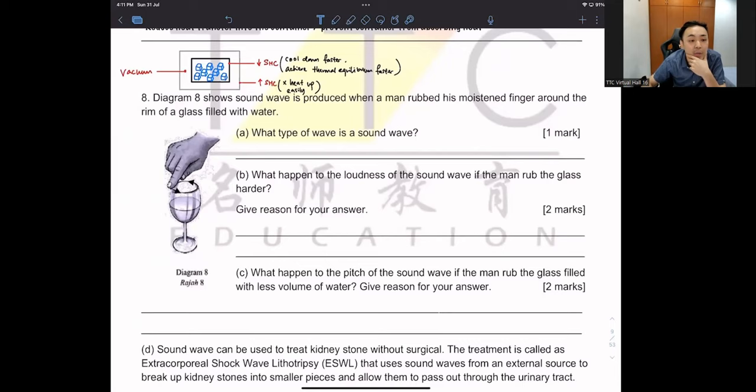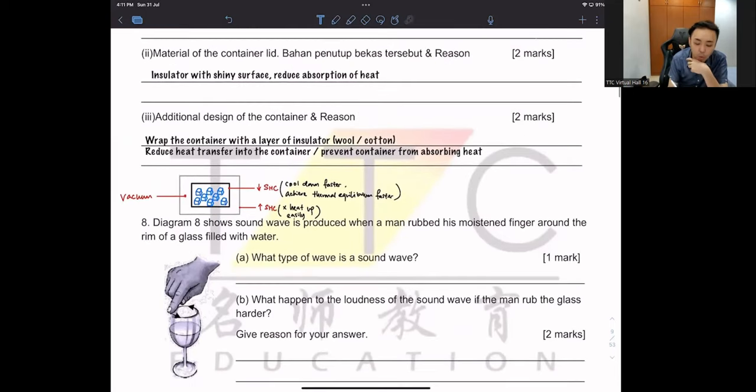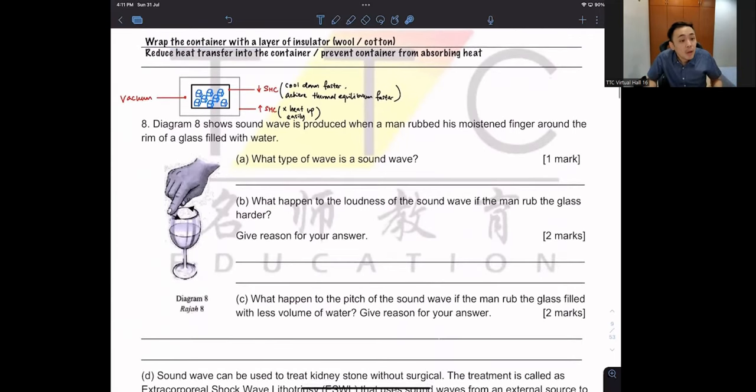Do we need to write an example for the heat insulator? No, I already said. If you know, you can write. If you don't know, then just leave it as a layer. You can say wrap the container with a layer of wool. Wrap the container with a layer of cotton. Wrap the container with a layer of insulator. If you don't remember, it's okay. I just write container, insulator. All right, it works for me though.